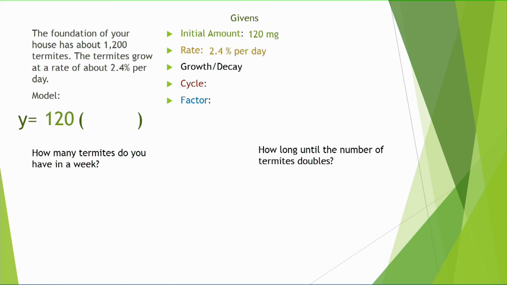We have 2.4% per day. And we're saying if they grow at a rate, we're increasing the number of termites. So it's going to be growth. And then we're going to have our cycle, which is going to be our exponent, but we need to know our rate. So it's going to be in the number of days because our rate is in days. So we always need to make sure that those two match. And then we're going to use our rate and our knowledge that it's growth to create our factor.